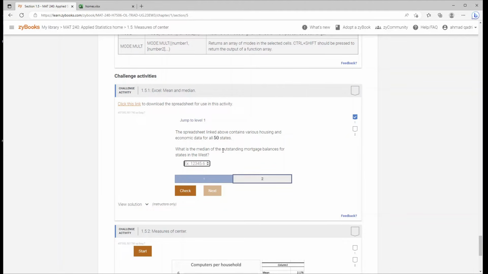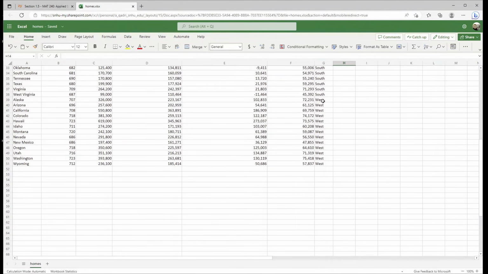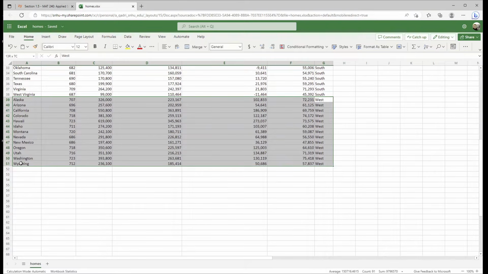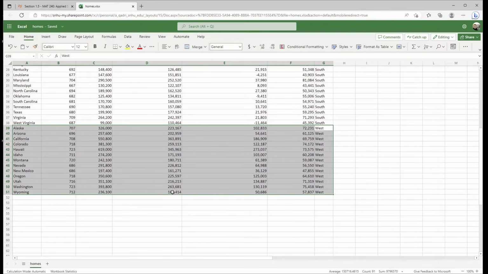So now we want the median outstanding mortgage balance. So that is here, and we are looking at only the West, states in the West. So first, notice that we have, again, the outstanding mortgage amount is this column, and we want to look at states in the West. So that would be this data here. And the column is column D. So this is the range of data that we want to use.